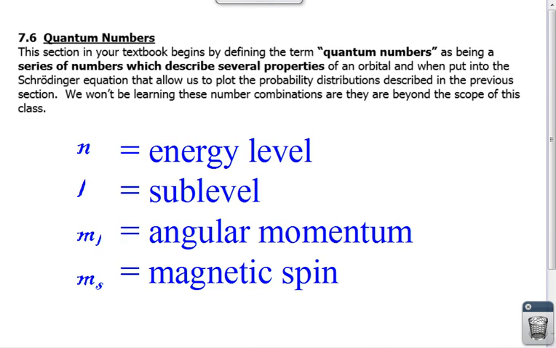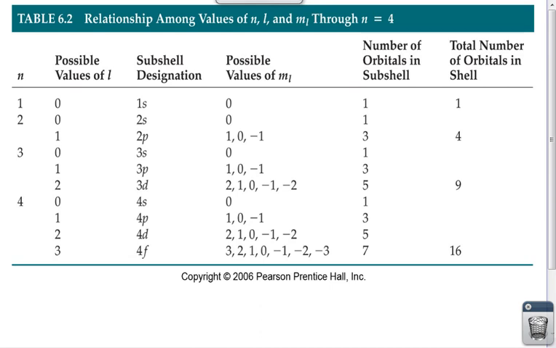Our textbook also spends a great deal of time going through the 4 variables to calculate these areas. Like in the notes, I actually said we won't be learning these number combinations. But they have 4 variables: n, l, m sub l, m sub s. What energy level you're on? Are you in an s, p, d, or f sublevel? Angular momentum. These are the different orbitals. And then, what's the magnetic spin? There's 4 variables that all go into a math equation, and then they pop out various shapes.